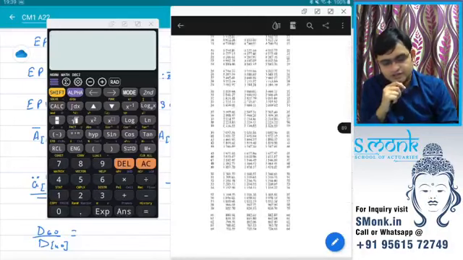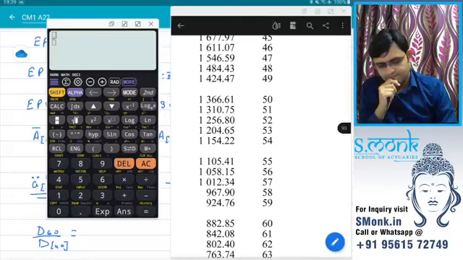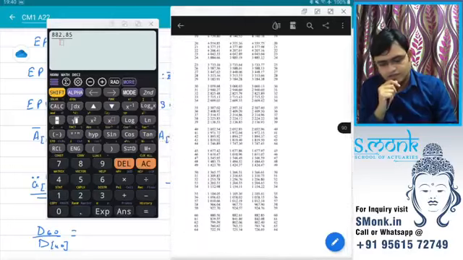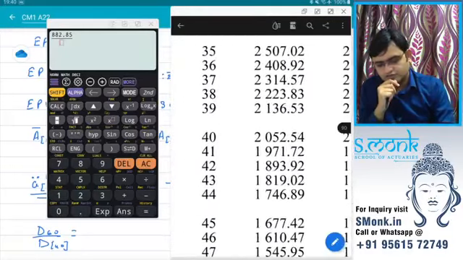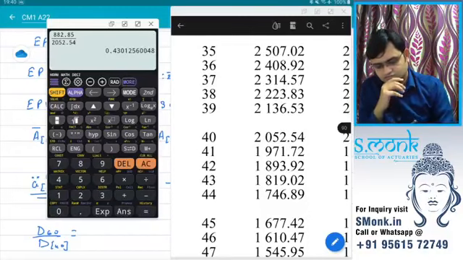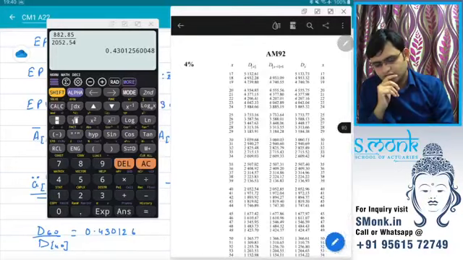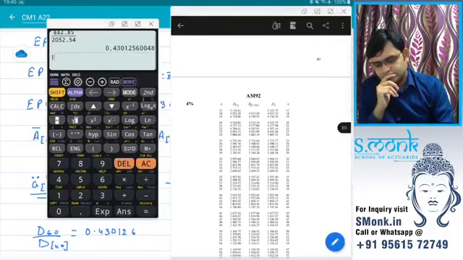D60 882.85 by D select 40. Select 40 would be this, 2052.54. Okay, I'll use this. It's 1.04 raised to 0.5 into bracket.